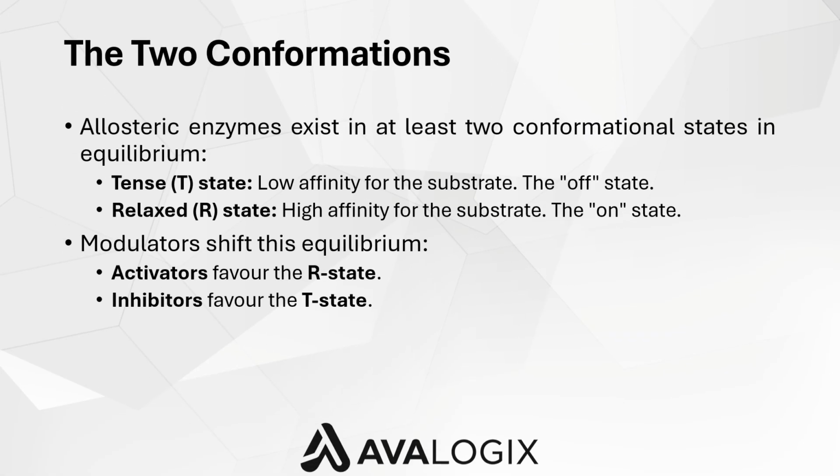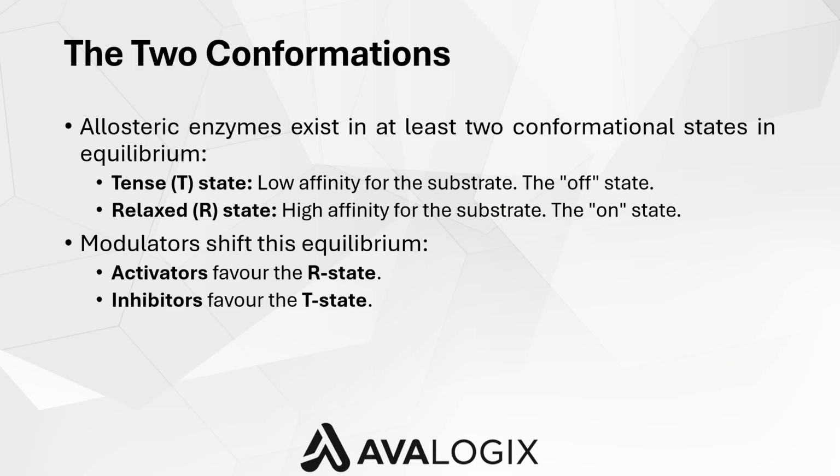To truly grasp how allosteric regulation works, we need to think about the enzyme structure in a more dynamic way. Instead of a single, static shape, allosteric enzymes are best described as existing in a rapid, reversible equilibrium between at least two distinct conformations. We refer to these as the tense state, or T state, and the relaxed state, or R state. The T state is the low-affinity conformation. Its active site is in a shape that is not well suited for substrate binding, so the enzyme is essentially turned off. The R state is the high-affinity conformation. Its active site is perfectly shaped to bind the substrate, making the enzyme turned on.